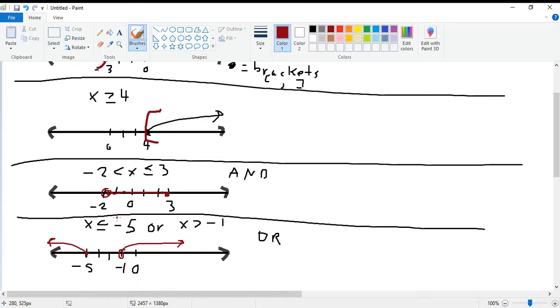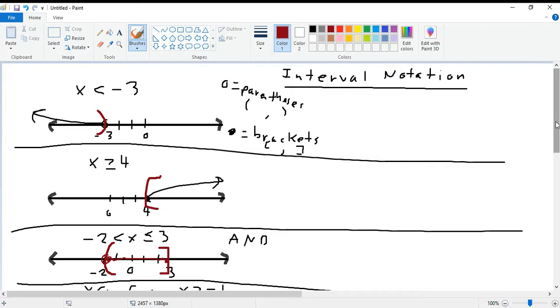Here we have an open circle on -2, which means we really put our parentheses on the -2, and we have a closed circle on 3, so that really means we put a bracket on 3. And for this one, we have a closed circle or solid circle on -5, so we'll put a bracket on -5. We have an open circle on -1 because we don't have the equal bar, so we're going to put a parentheses on -1. Believe it or not, we are very close to being able to write an interval notation.